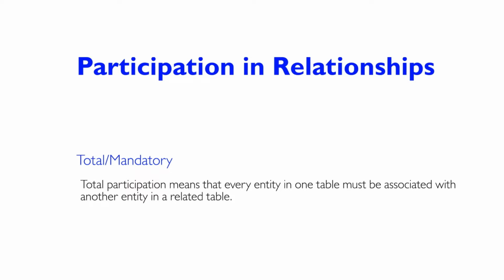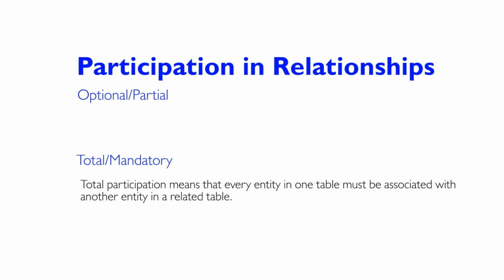Now you can also consider a relationship between a department table and an employee table. So if the business rule dictates that every employee must belong to a department, then the participation of the employees in the department is mandatory or total. In this example again, the employee record must be associated with a department.